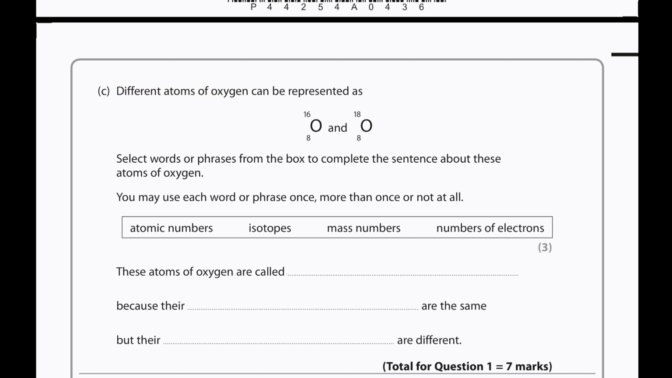Different atoms of oxygen can be represented as oxygen with O16 and oxygen with O18. Select words or phrases from the box to complete the sentences about these atoms of oxygen. These atoms of oxygen are called isotopes because their atomic numbers are the same but their neutron numbers are different, or mass numbers are different.